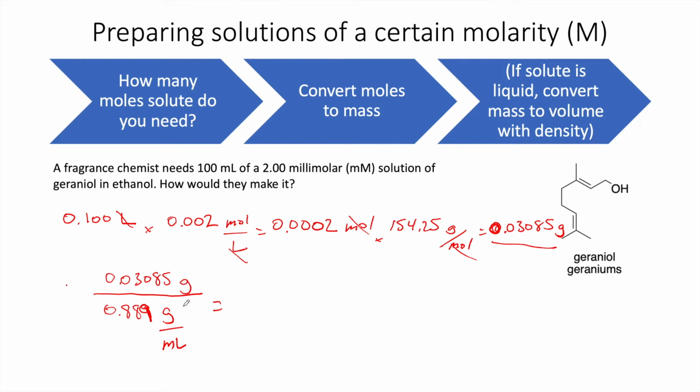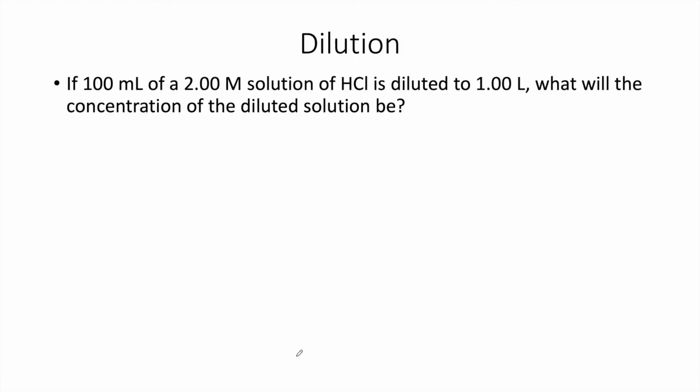0.03 grams geraniol divided by the density, 0.889 grams per milliliter. Grams cancel out. Milliliters comes on top. I have to go use my calculator again. Hold on just a second. So if you do all this math, you need much less than 1 milliliter. You need 34.7 microliters of geraniol to get a 100-milliliter solution. So I would probably use a biochemistry pipette to measure out that little tiny bit, and then just dilute it to 100 milliliters.